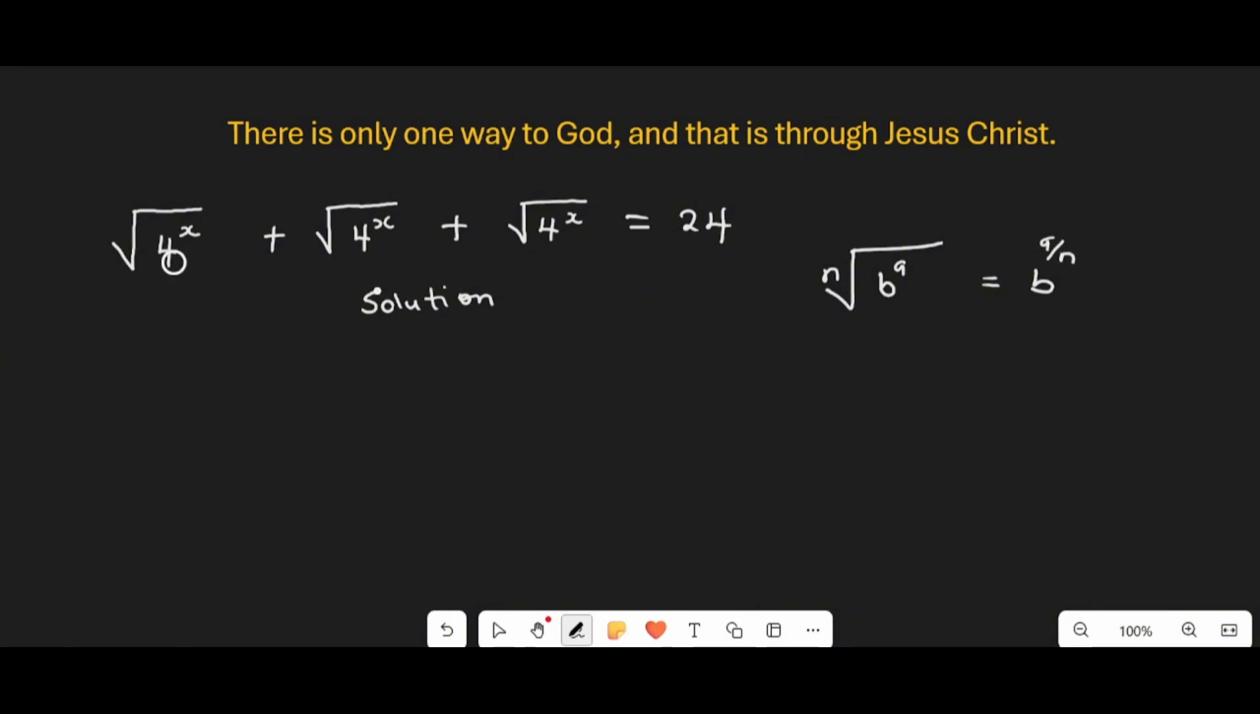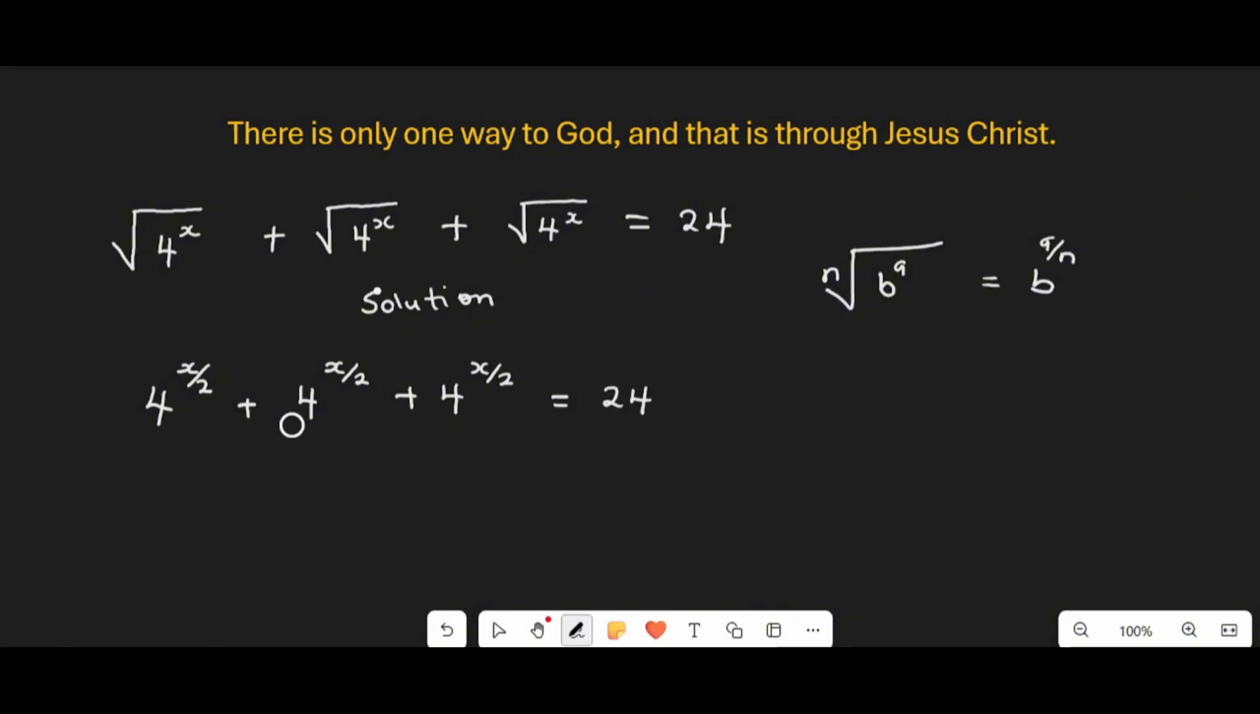But in this our equation, this is square root. So this can be written as 4 raised to power x over 2 plus 4 raised to power x over 2 plus 4 raised to power x over 2 equal to 24.